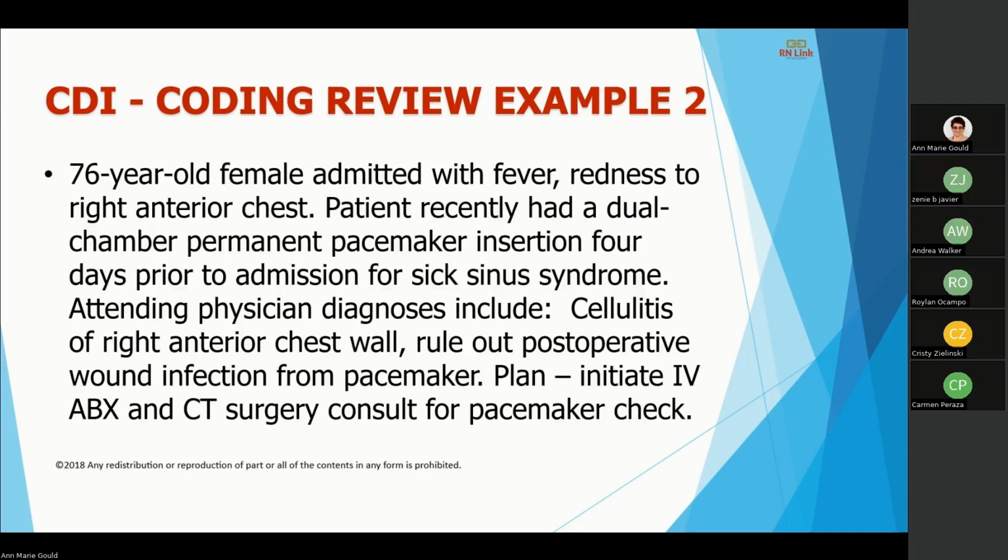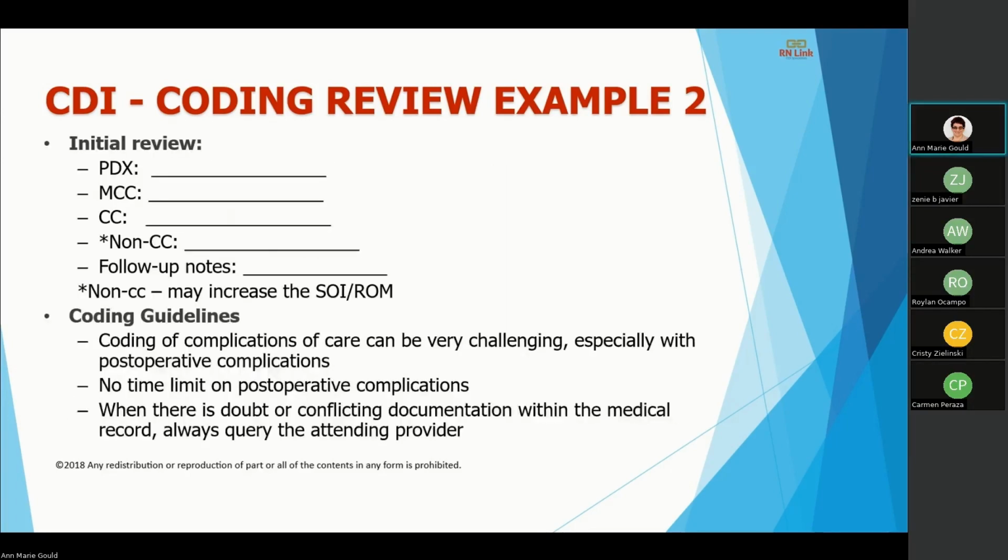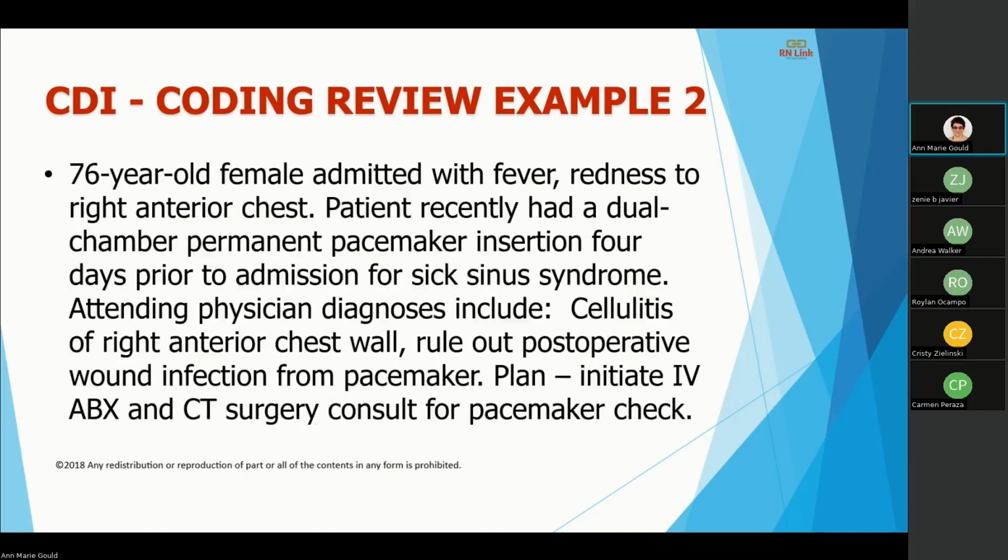So I think I have the same setup. So what's our PDX here for this patient? What do y'all think? The cellulitis of the upper. Yes, cellulitis, right?